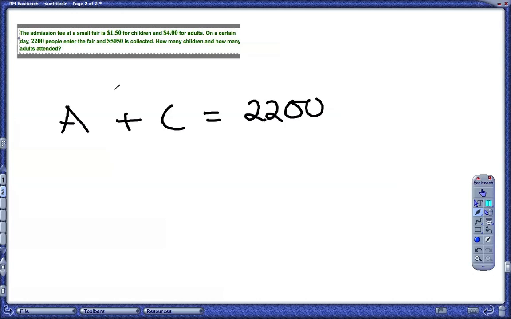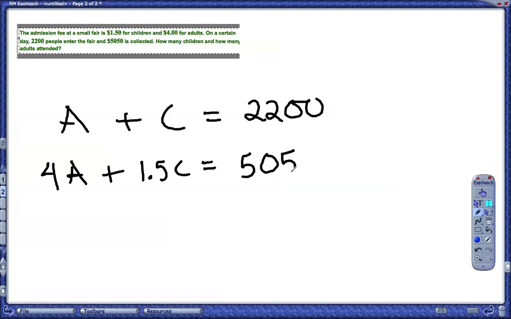Now the second one deals with the money. We know for adults it costs $4 per adult, and if we add that dollar amount to the children dollar amount, and we know that if we sold adult tickets and children tickets for these prices, we collected $5,050. So here are our two equations.